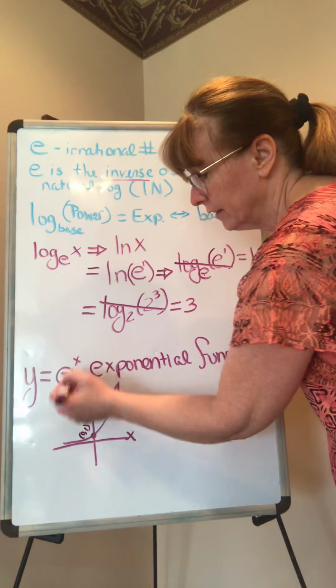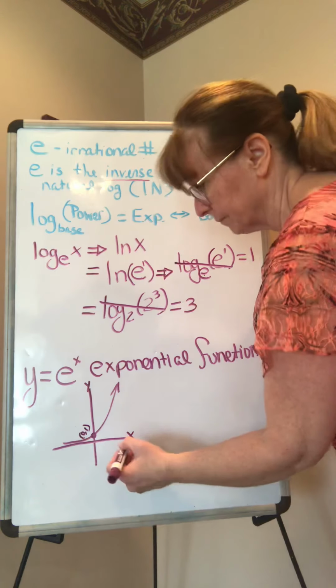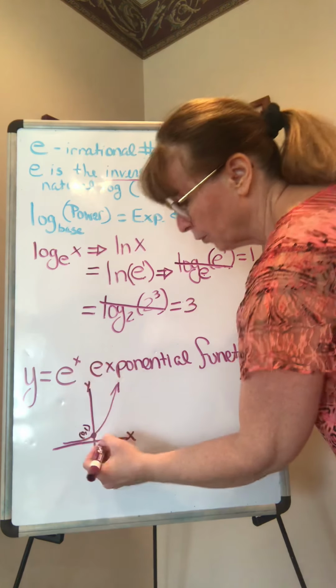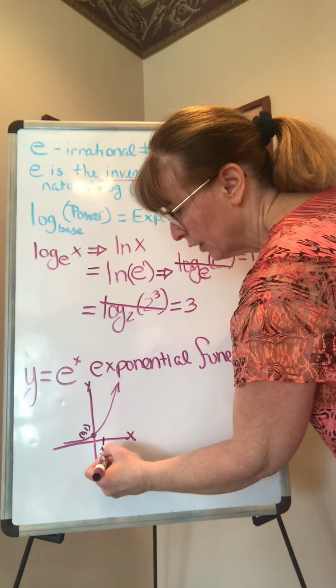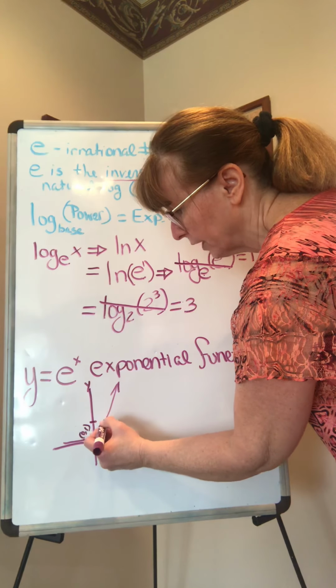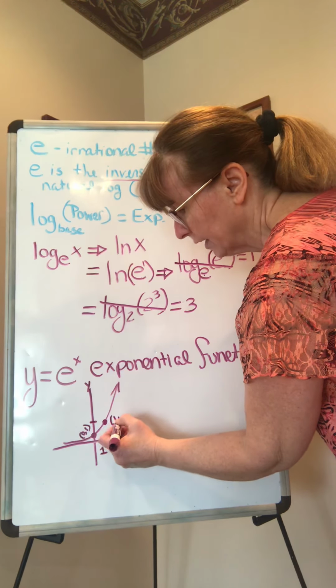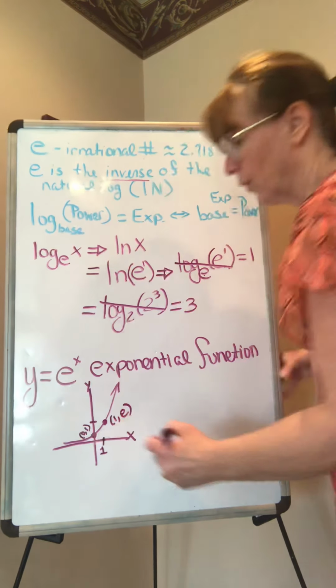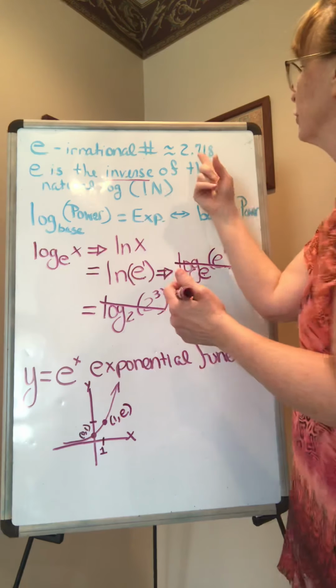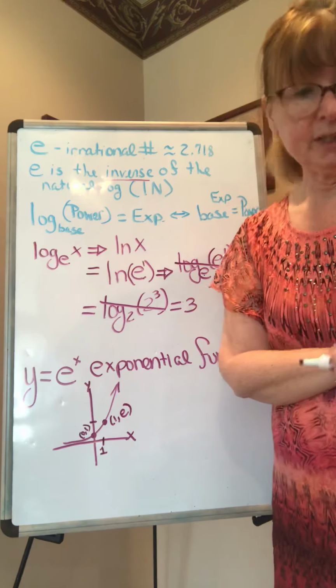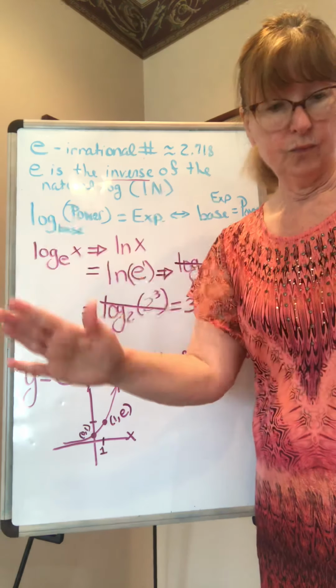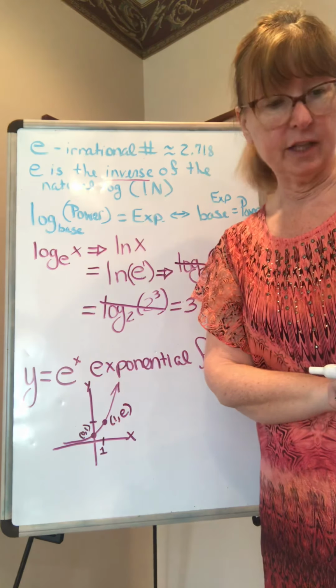You have to. This is the point 0, 1. Because even e to the 0 power is going to equal 1. But if x is 1, you are going to have this point here, which is 1 comma e. Or if you look on the table, it's going to be your 2.718. So this is a regular exponential function.